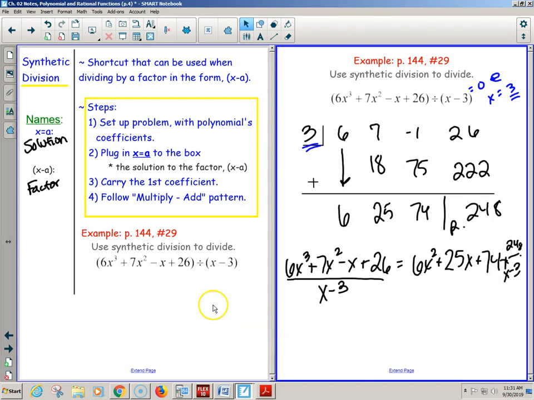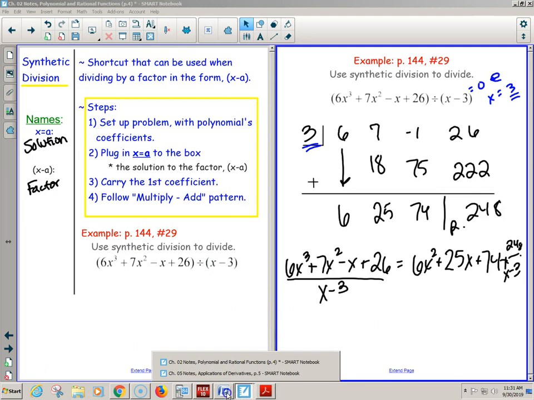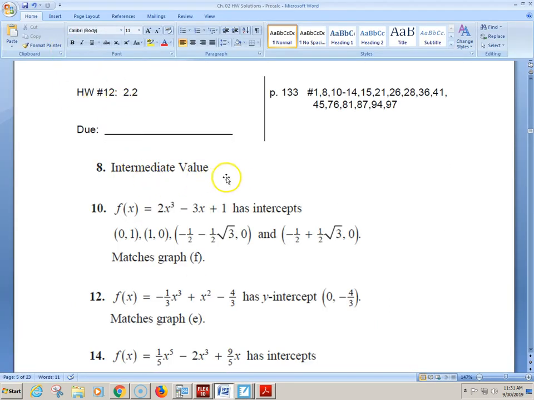All right, homework. Section 2.2, homework number 12. Number 8 is intermediate value. You guys remember my example to remember intermediate value? I had to grow tall from here to here, so what did I pass through everywhere in between? Short. Like you. All the short heights. Just kidding, all the shorter heights.